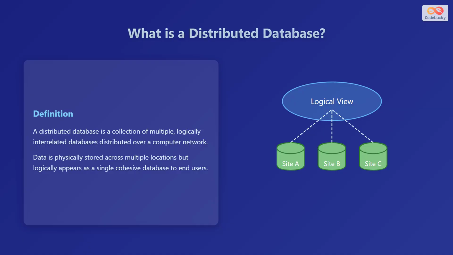So, what exactly is a distributed database? Well, it is essentially a collection of multiple logically interrelated databases that are distributed over a computer network. This means that the data is physically stored in various locations, but to the end users, it appears as if it's a single cohesive database. The image shows the architecture of the distributed database with three nodes named Site A, Site B, and Site C, connected to a logical view that is the cloud.